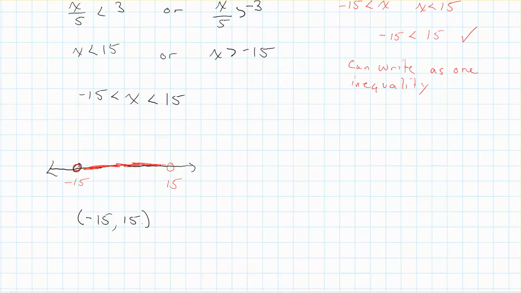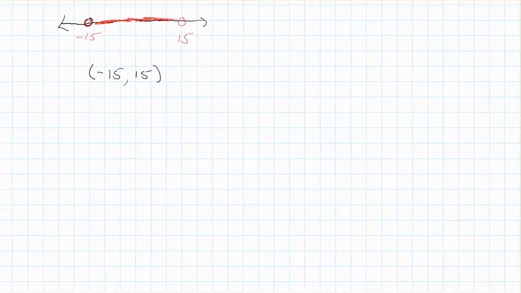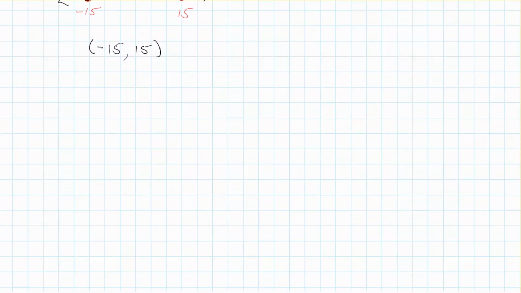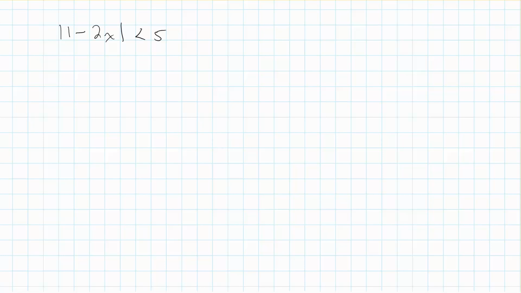Alright, let's look at a couple more examples here that are slightly more challenging. I wouldn't say that they're difficult, they're just a little bit more challenging to look at. So let's look at the absolute value of 1 minus 2x being less than 5. We're going to solve this and then determine if we can write this as a single inequality. If you can write it as a single inequality, I want you to do that. Alright, so what do we have here?